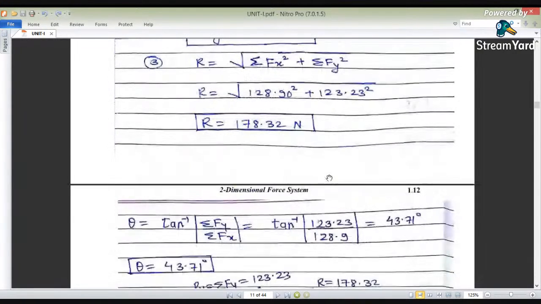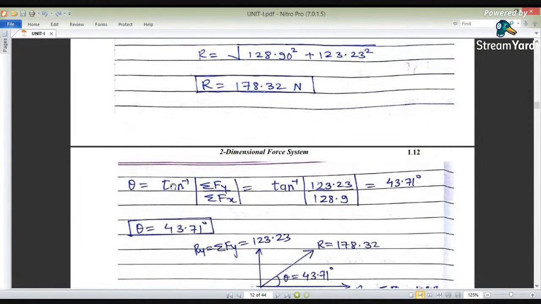That means theta and this resultant will lie in the first quadrant. This resultant, which has an intensity of 178.32 newtons, will lie in the first quadrant. So theta is equal to tan inverse of summation of Fy upon Fx. Already we have calculated Fy and Fx. The theta comes to be 43.71.